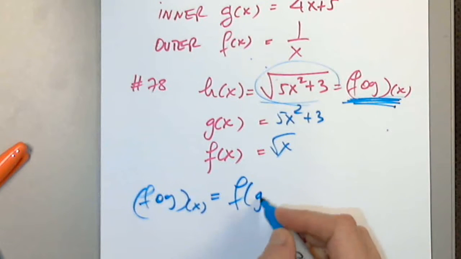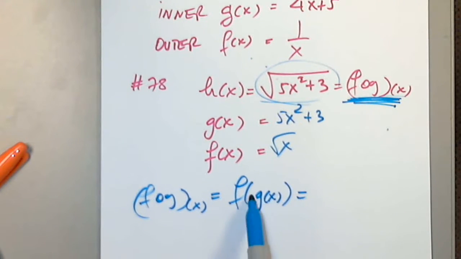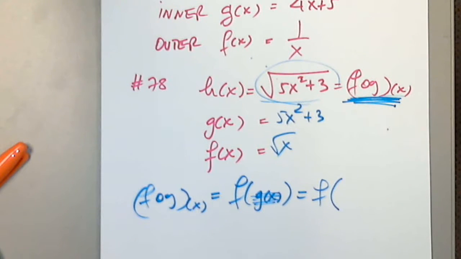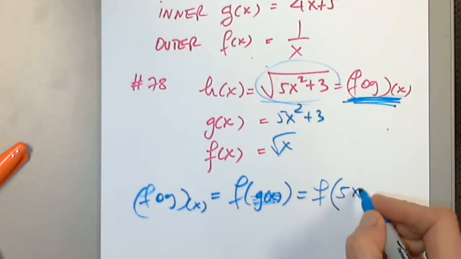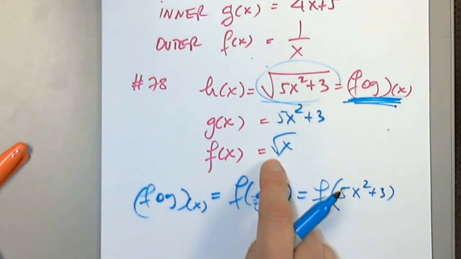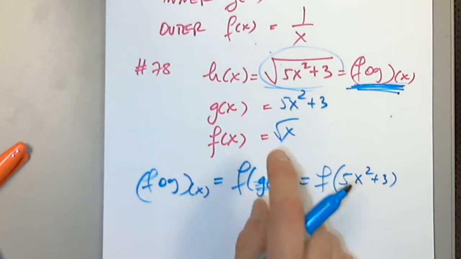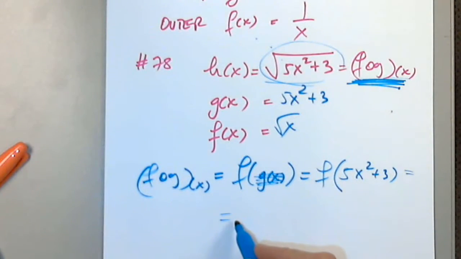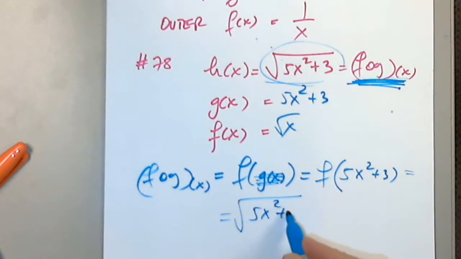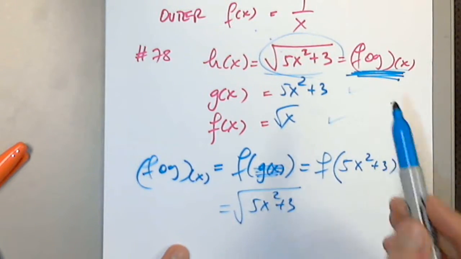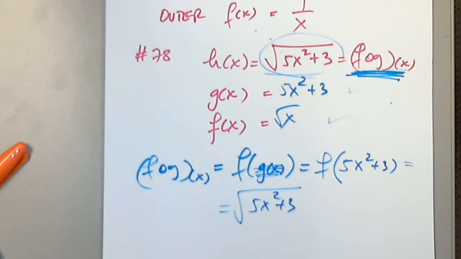g of x. Very good. Remember, I have to replace this. So I have f of. Very good. Now I look at f. F says whatever has to have the square root on it. So what would be the final form? Of 5x squared plus 3. Do we get h of x? So the inner and the outer are fine.